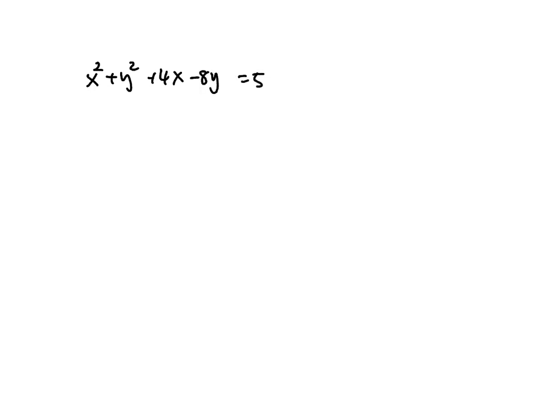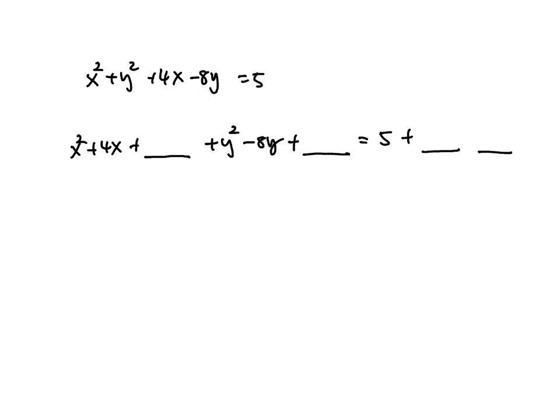We did a little bit of completing the square in the earlier sections, so it's the same idea here. I'm going to rearrange things a little bit: x squared plus 4x plus the missing number that goes with it, plus y squared minus 8y plus the missing number that goes with the y, equals 5 plus the missing number from the x. I can probably color code them.